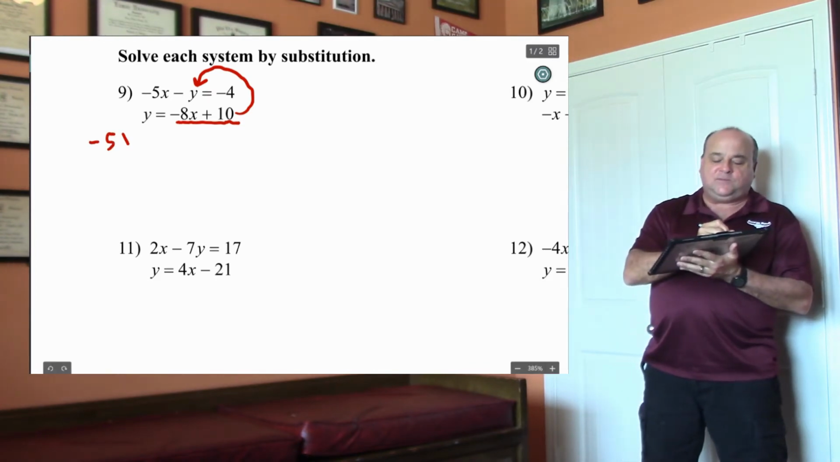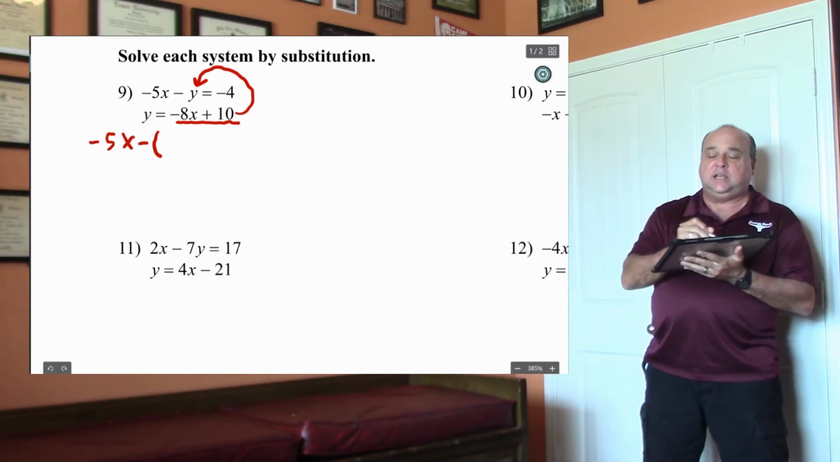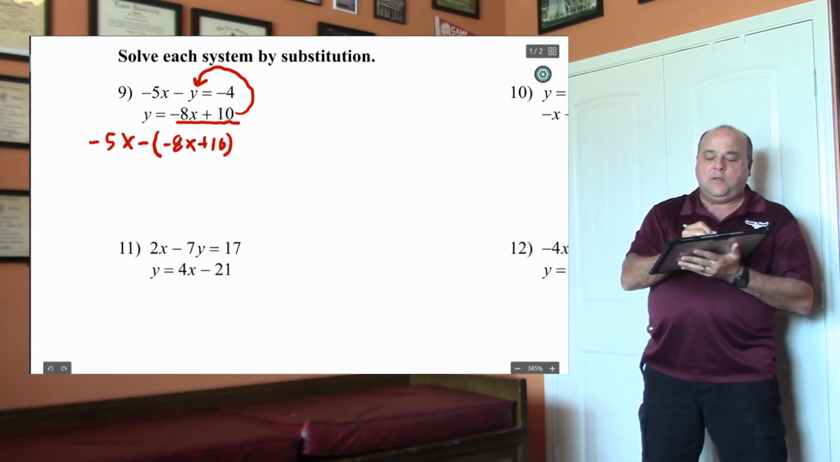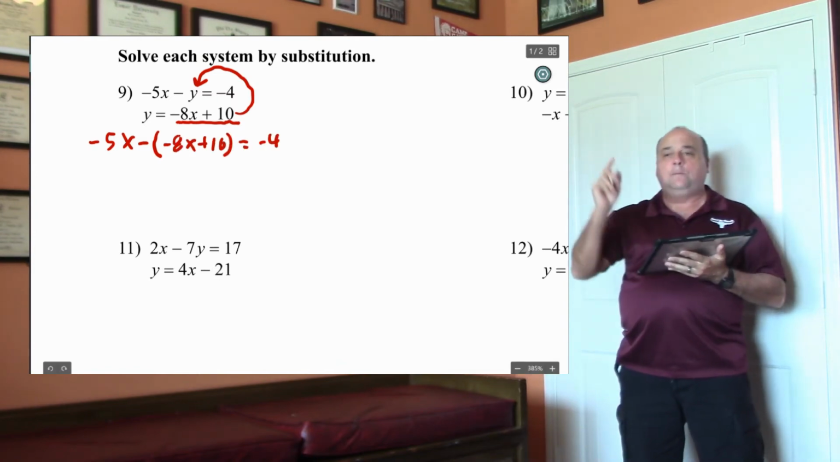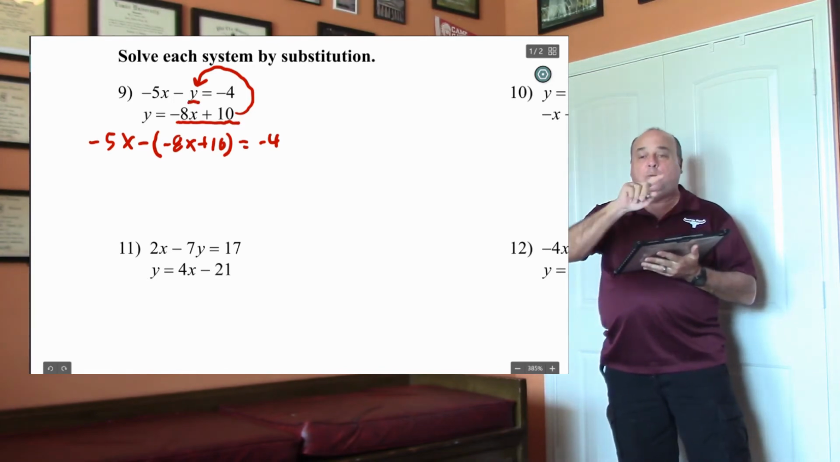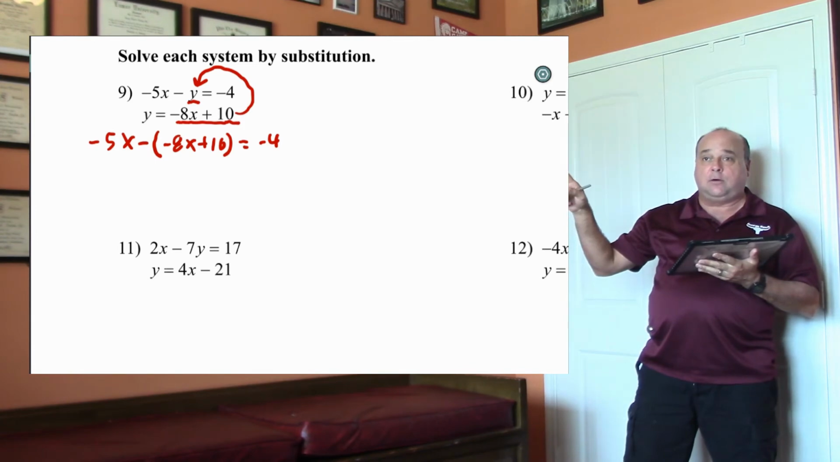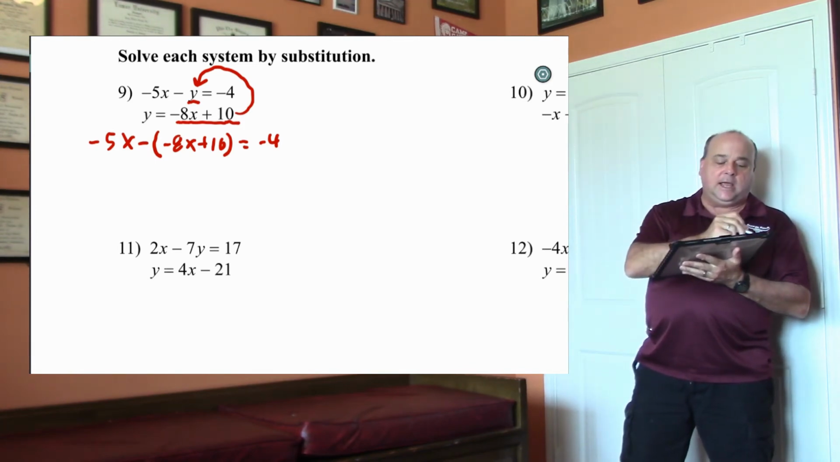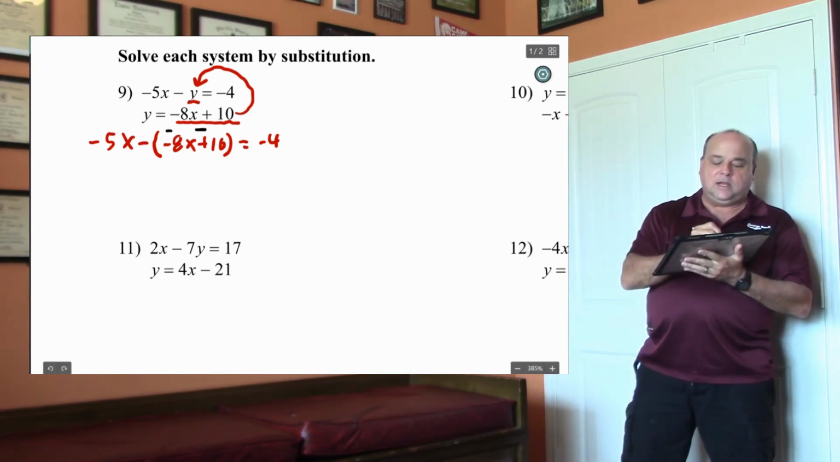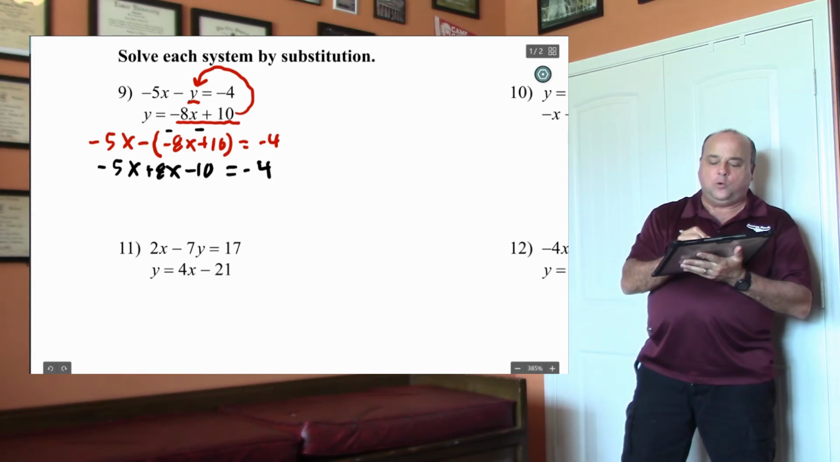So write down minus 5x minus parentheses, and now I'm going to plug in negative 8x plus 10 equals negative 4. So basically, I replace this y with negative 8x plus 10. Notice I only have x in there now, right? Now I'm going to solve for x. So I'm going to distribute the negative. Negative 5x plus 8x minus 10 equals negative 4.